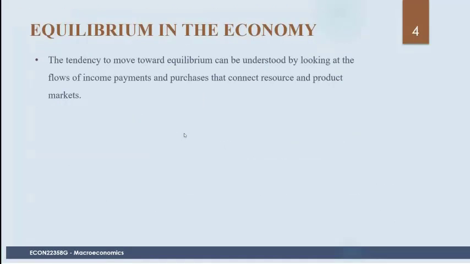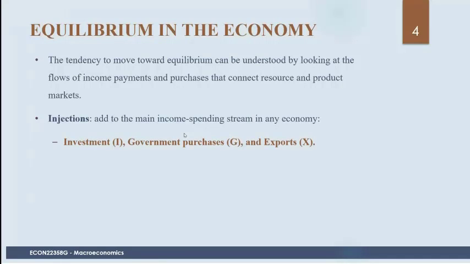So again, an equilibrium is just where there's no tendency to move. Any price level not at the equilibrium price level will have a tendency to move, and that move is going to be in the direction of where the two curves intersect. This can be understood by looking at the flows of income payments and purchases that connect resource and product markets. So we can think of injections.